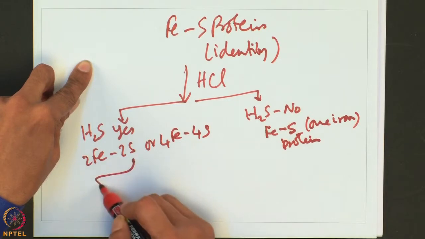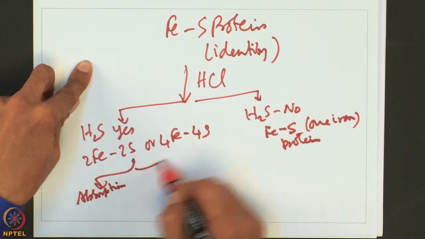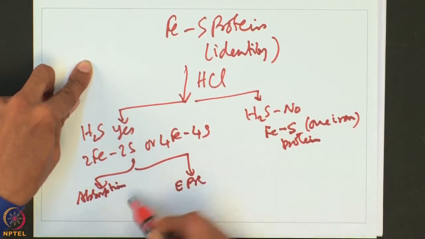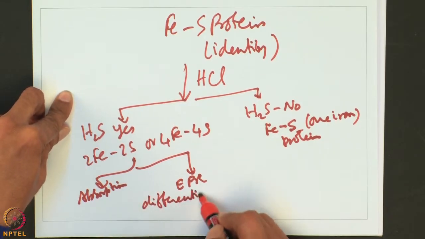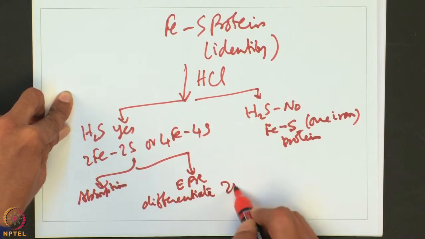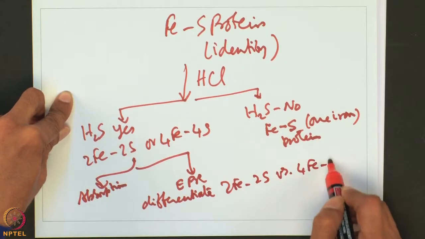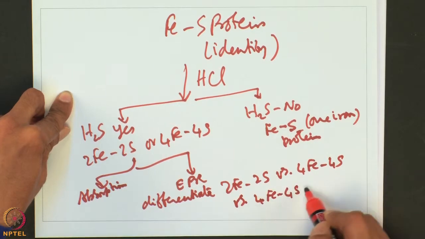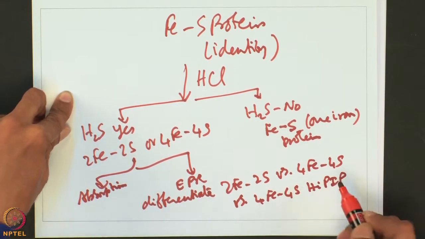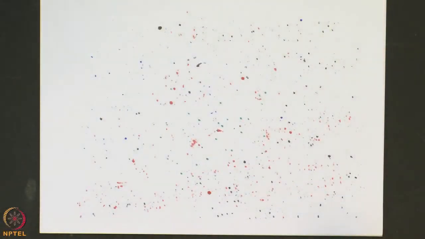So, you can measure absorption, you can measure EPR. From this you can differentiate 2 iron 2 sulfur versus 4 iron 4 sulfur versus 4 iron 4 sulfur which is a high potential protein. So, all these can be identified very nicely, very well in this kind of way.